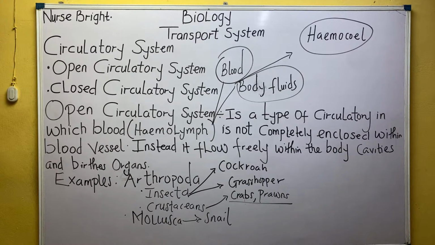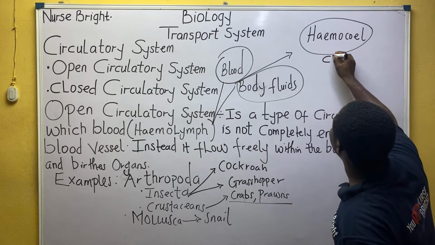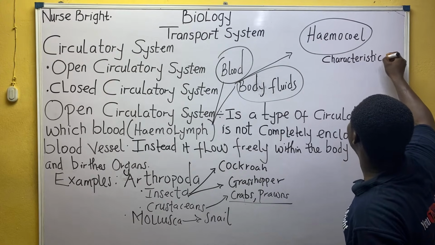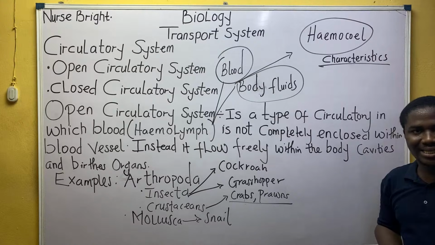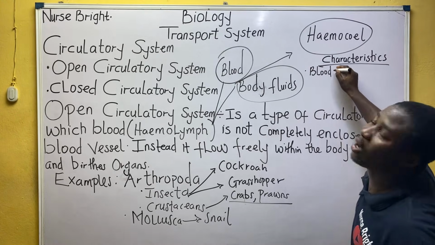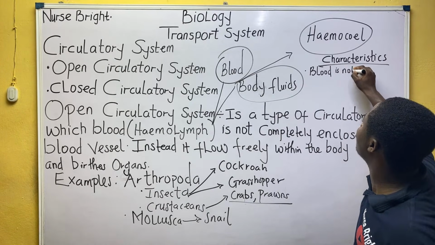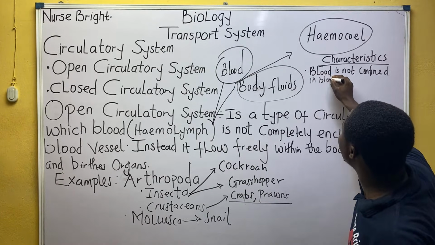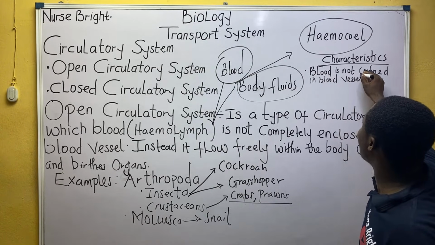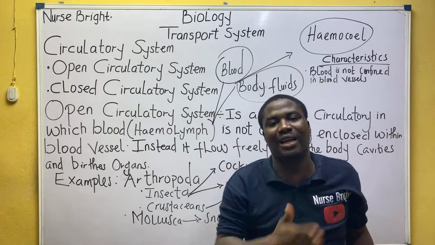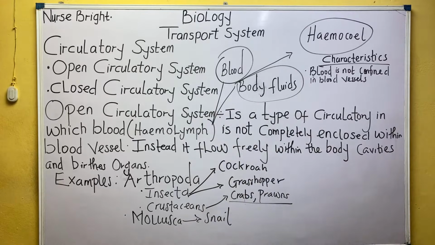Open circulatory system. So moving further, let's talk about the characteristics of open circulatory system. Number 1, the blood, which is called hemolymph, is not confined in blood vessels. Class, hope you can relate to what I just said. The blood is just inside the organism. They're not in blood vessels like we humans are; ours is a closed circulatory system. Class, does it make sense to you?